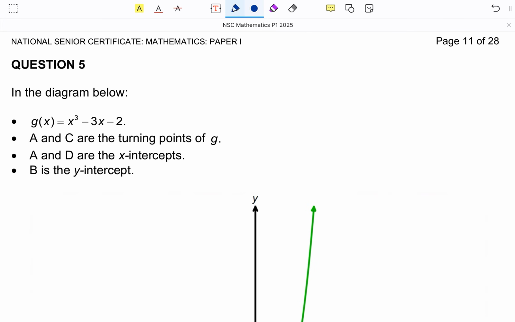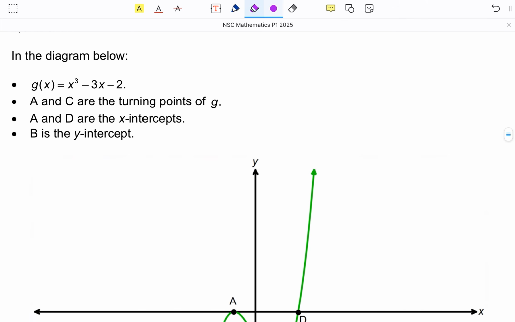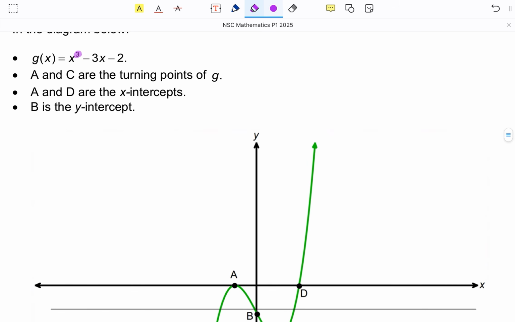In this video, we are going to take a look at question 5 of this question paper. It tells us in the diagram below, we've got g of x. So we can immediately see that this is the equation of a cubic function because it's got an x to the power of 3. Then A and C are the turning points.